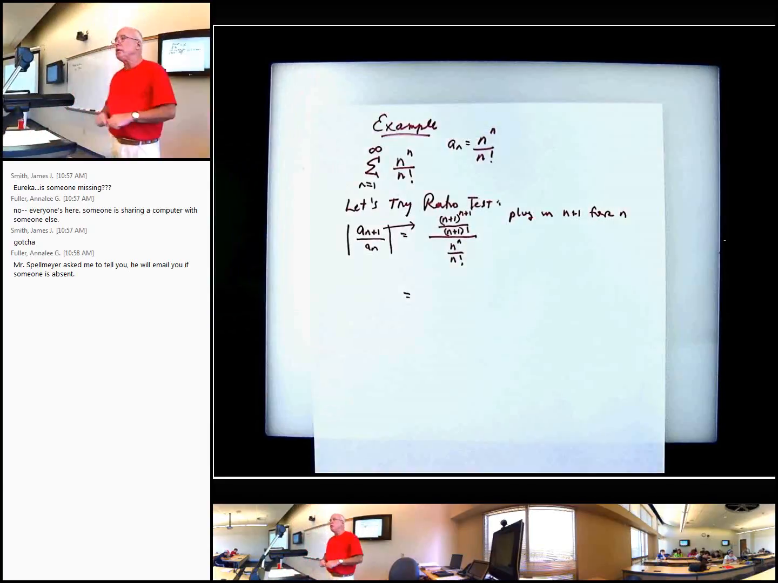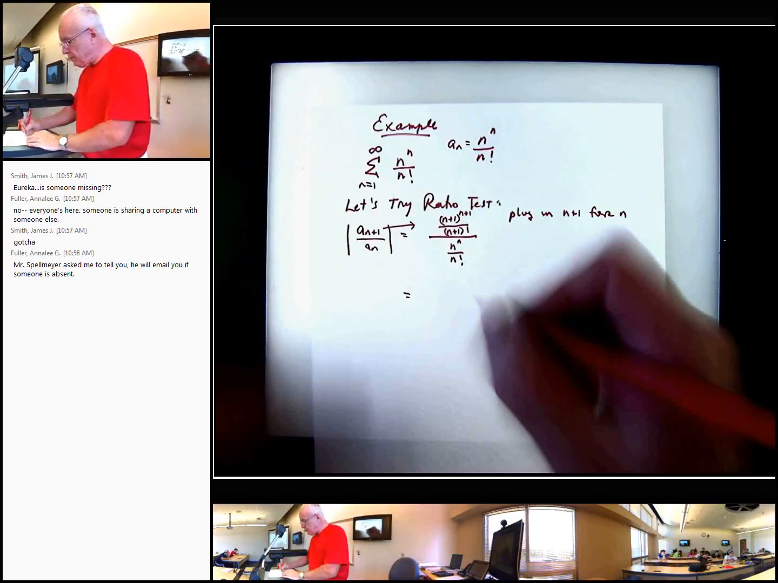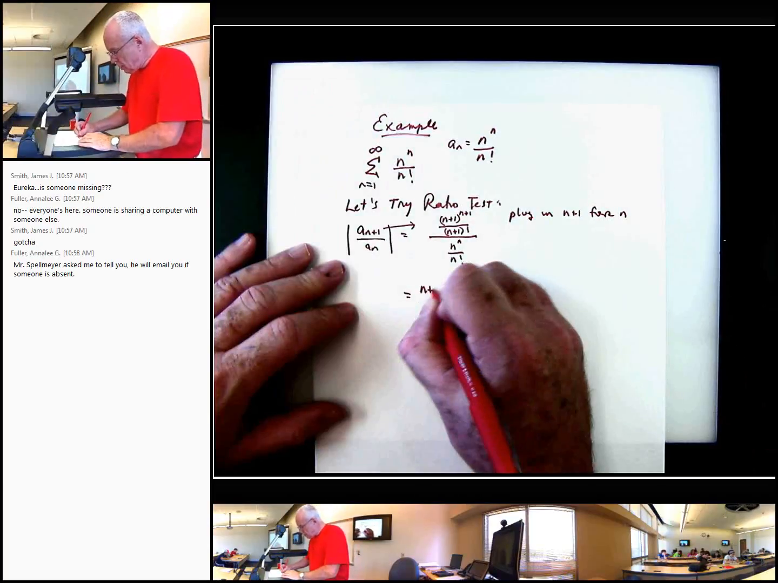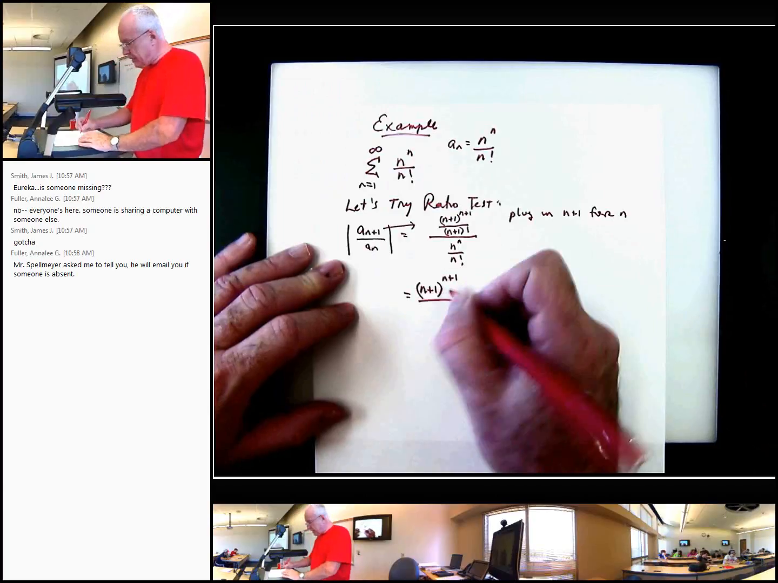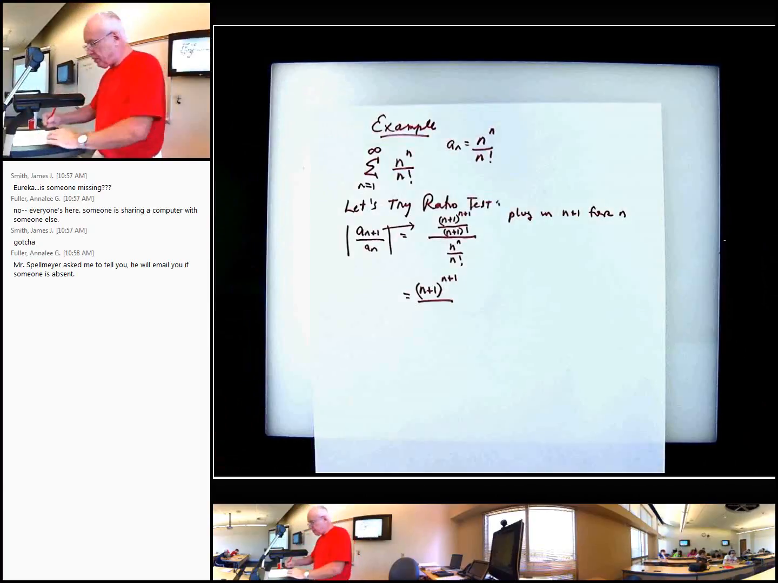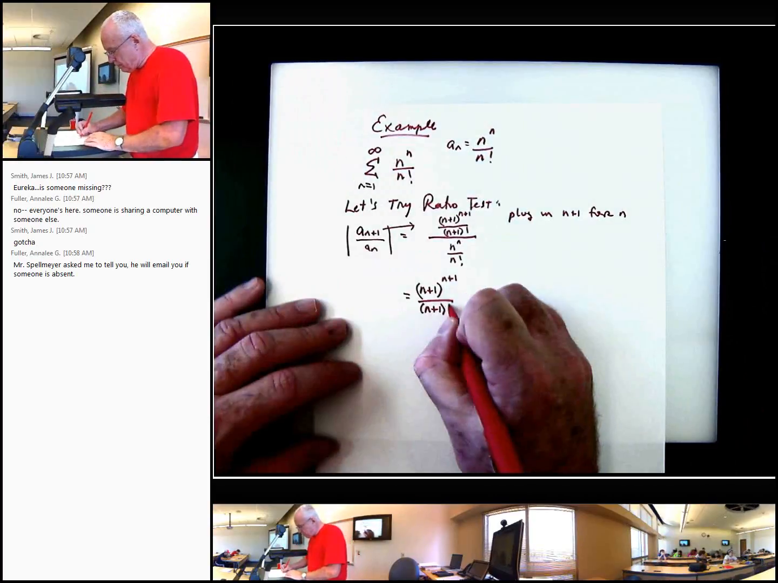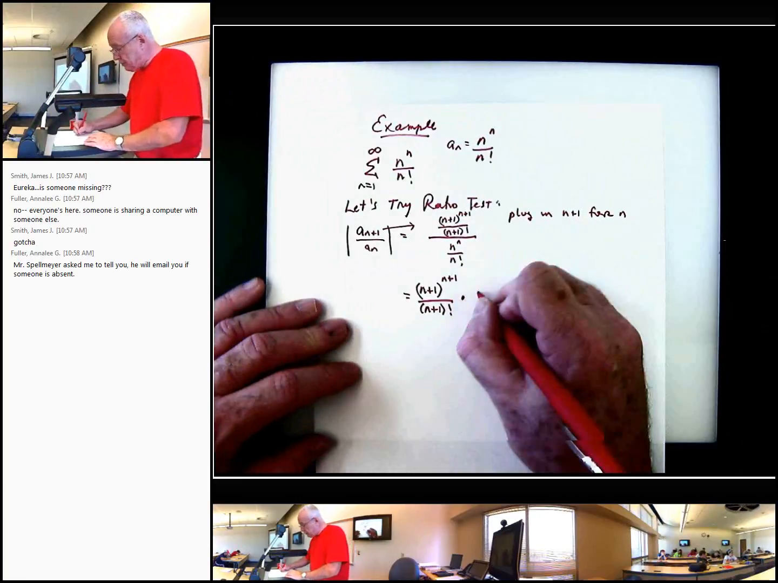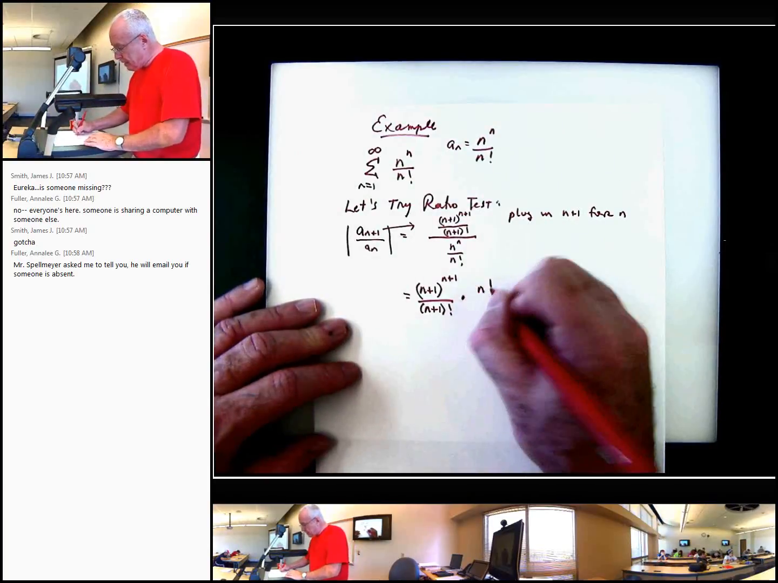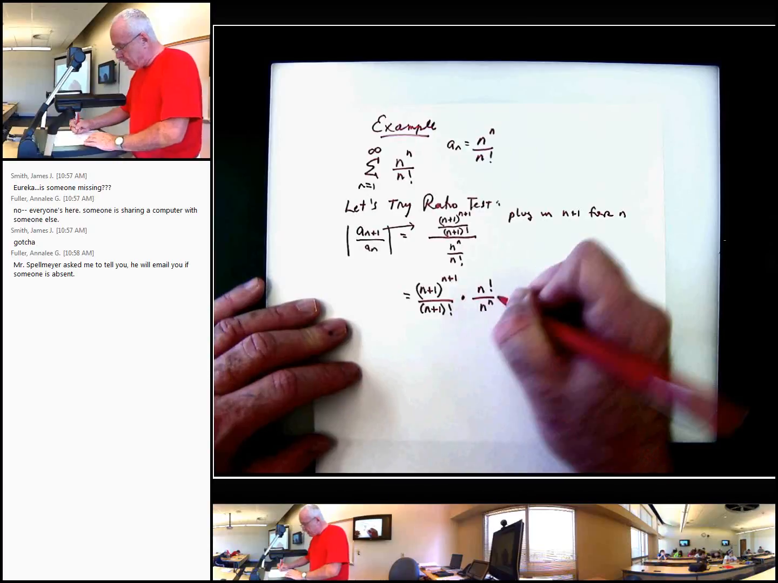So that looks pretty ugly. Let's try to remember again, we're dividing by a fraction, so that's the same as multiplying by the reciprocal. So that's going to be the n plus 1 taken to the n plus 1 power over n plus 1 factorial times, now do the reciprocal of the bottom. So that's going to be n factorial over n to the n.